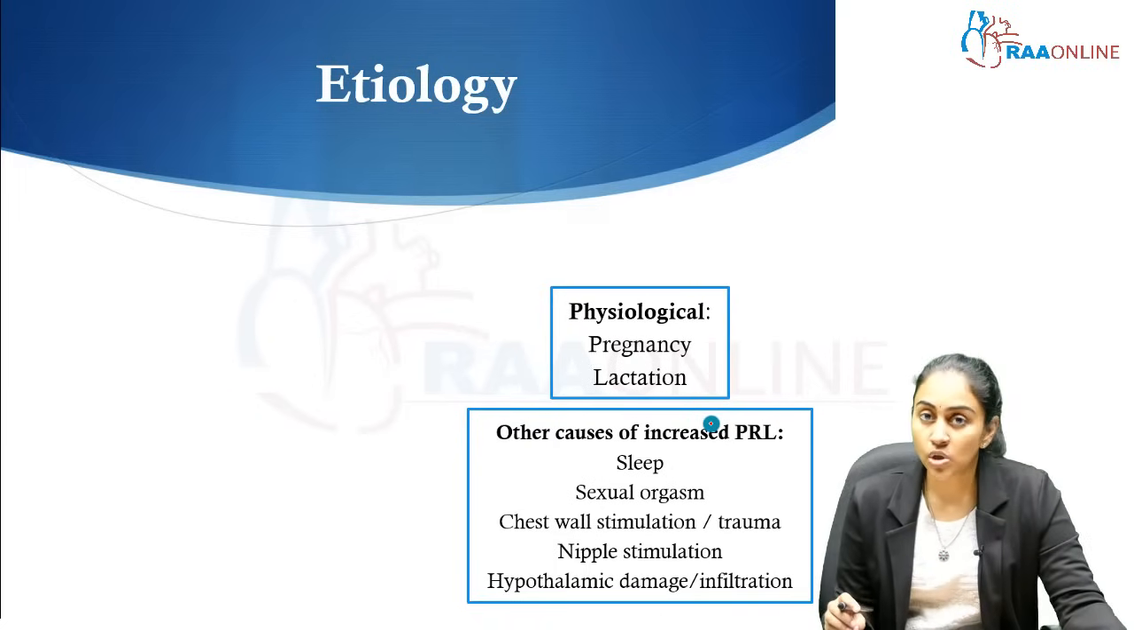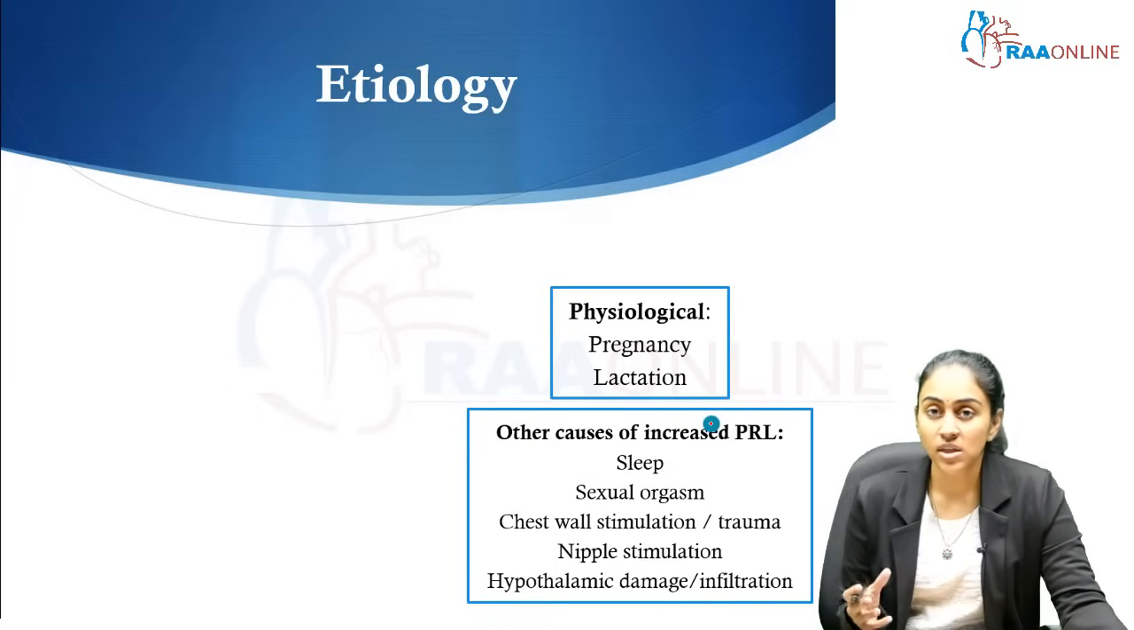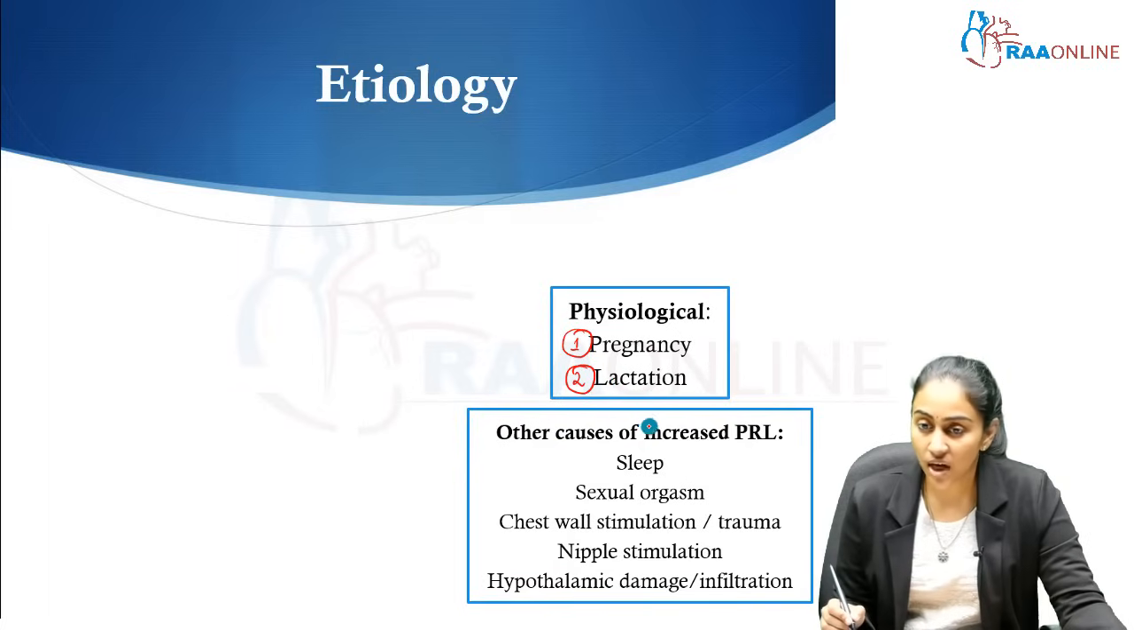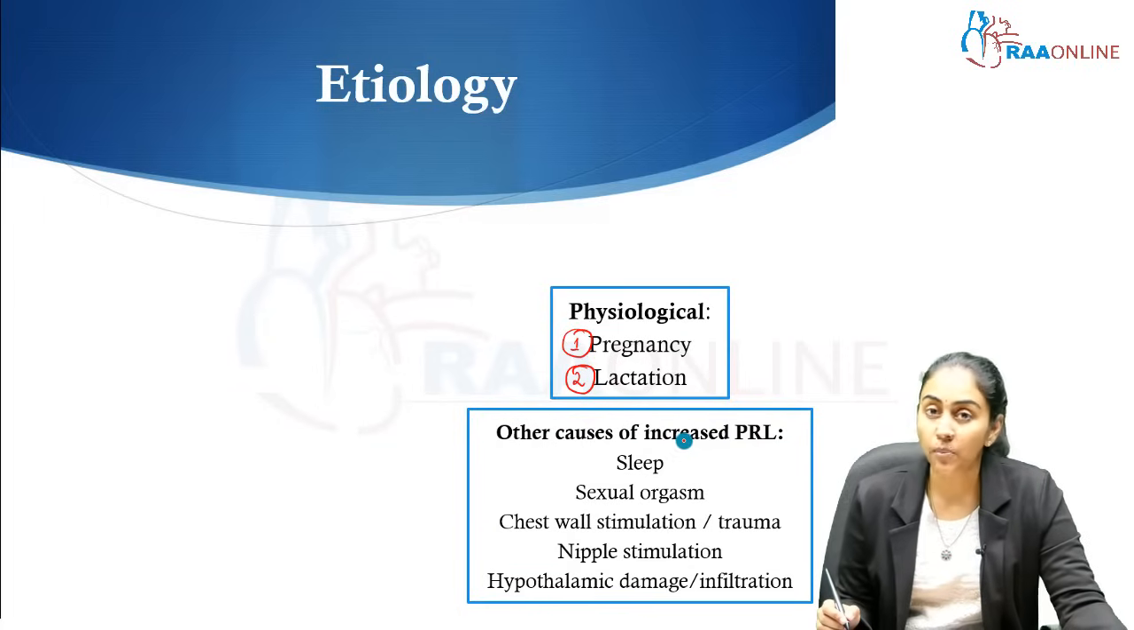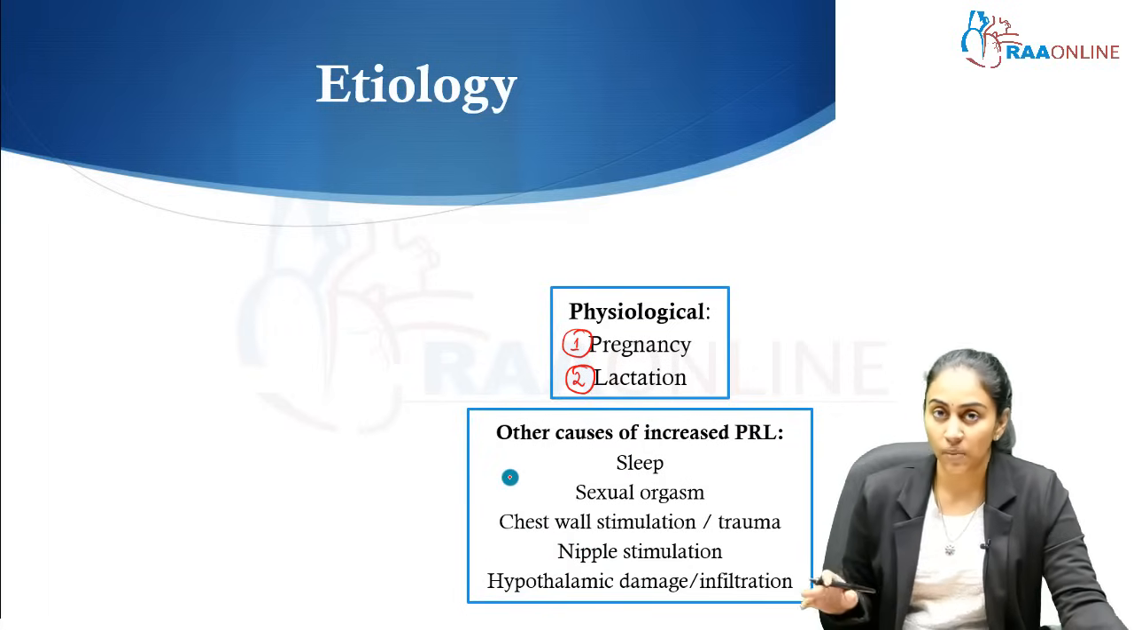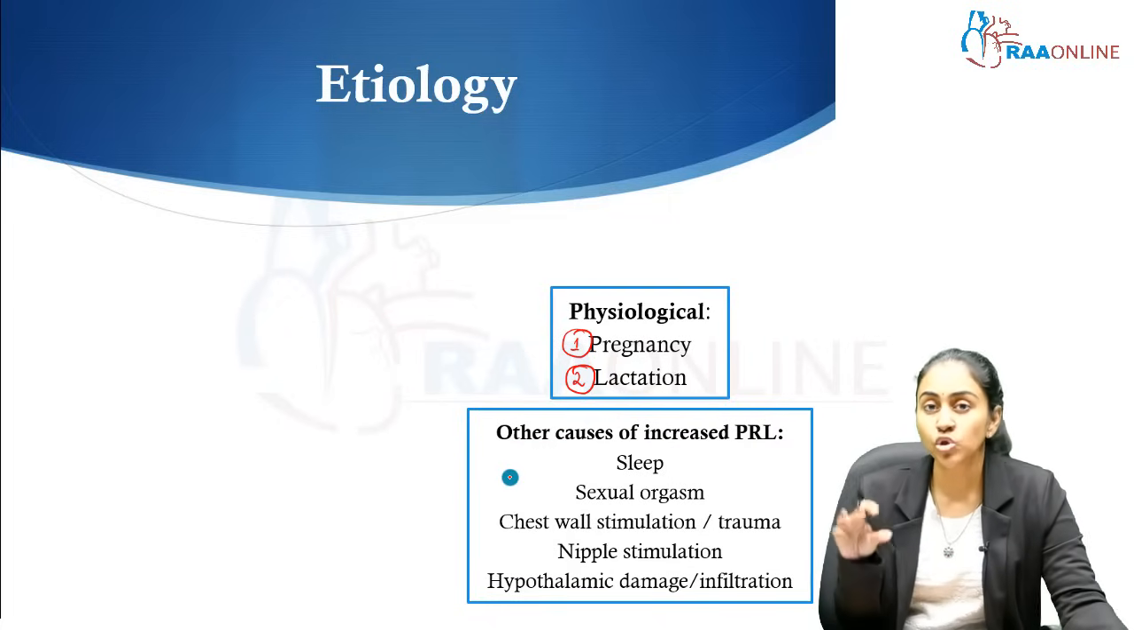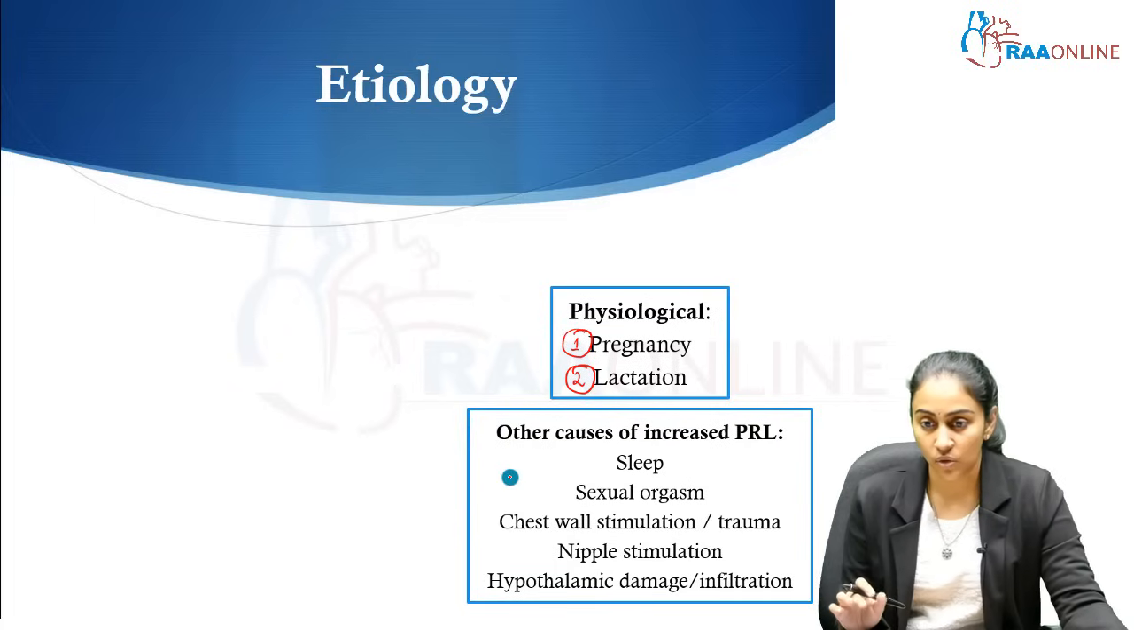Now, there are important physiological conditions which can cause an increase in prolactin levels. Two such important conditions are pregnancy and lactation. Pregnancy and lactation are physiological conditions of prolactin excess. Other causes of transient increase in prolactin include sleep, sexual orgasm, chest wall stimulation, trauma, nipple stimulation and hypothalamic damage. So, remember, because prolactin is under inhibitory control of the hypothalamus, whenever there is a problem in the hypothalamus, prolactin is going to shoot up because it's released from the inhibitory control.